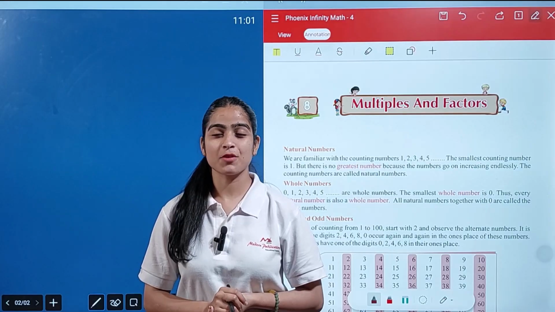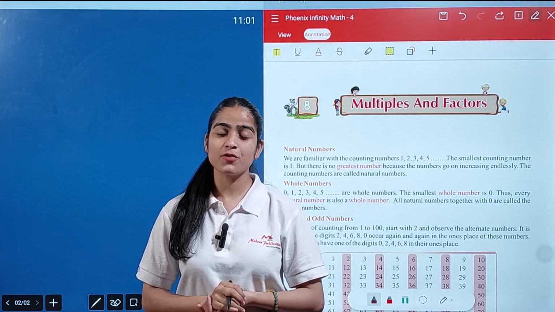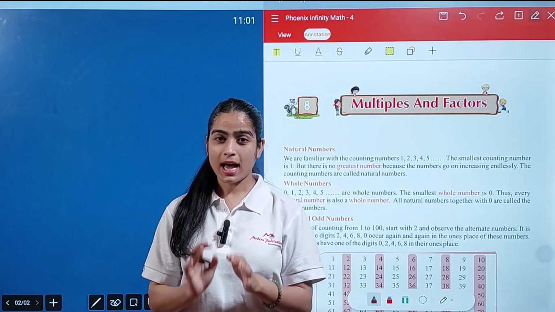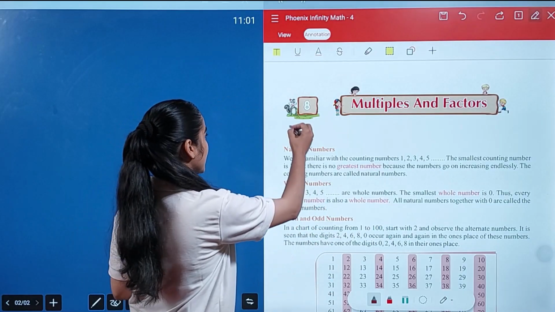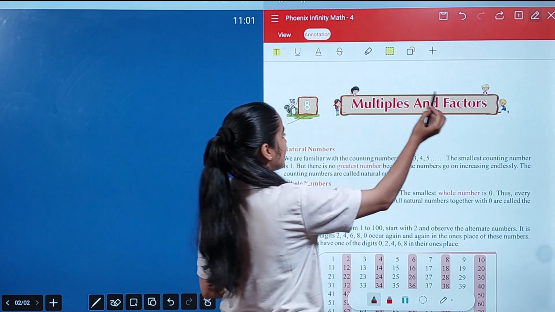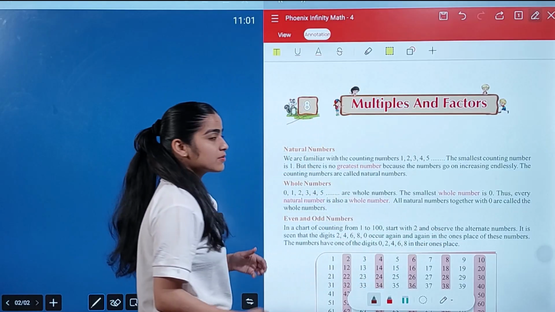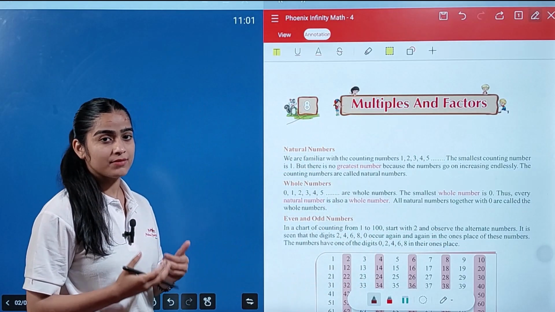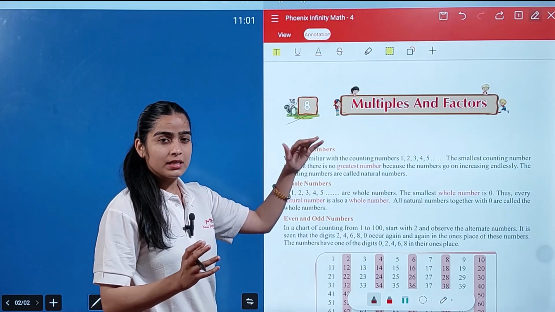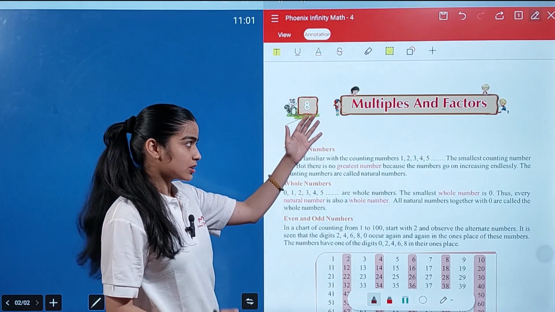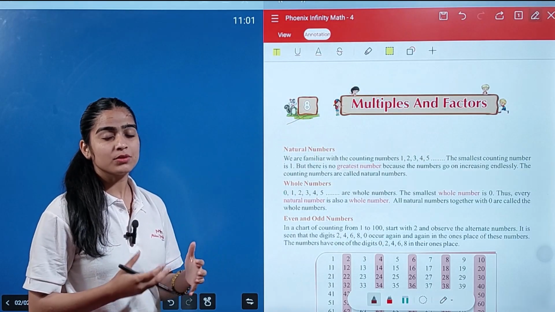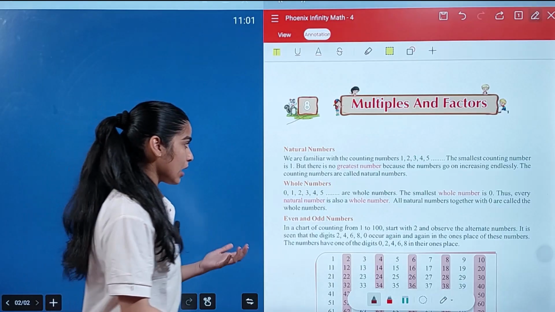So, students, I'm your mathematics educator again here with a new chapter with a new concept. And today we have chapter number 8, which is about multiples and factors. So, in today's class, we are going to learn about the multiples and factors. Multiple is related with multiplication, as you hear this word, and factors is related with some kind of division as well. How? Let's see.